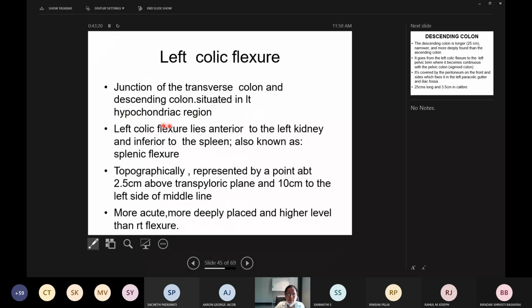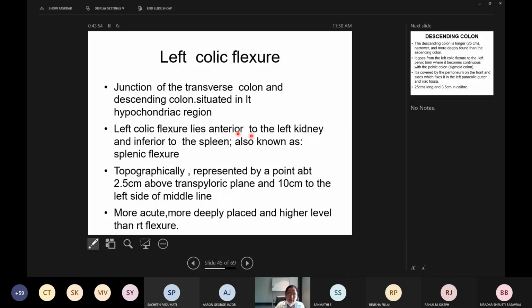Where will it be situated? It is situated in the left hypochondriac region. It lies between the left kidney and inferior to the spleen, so it is also known as the splenic flexure. Topographically it is represented by a point about 2.5 centimeters above the transpyloric plane. The right one was 2.5 centimeters below the transpyloric plane. This is 2.5 centimeters above the transpyloric plane and 10 centimeters to the left of the middle line.